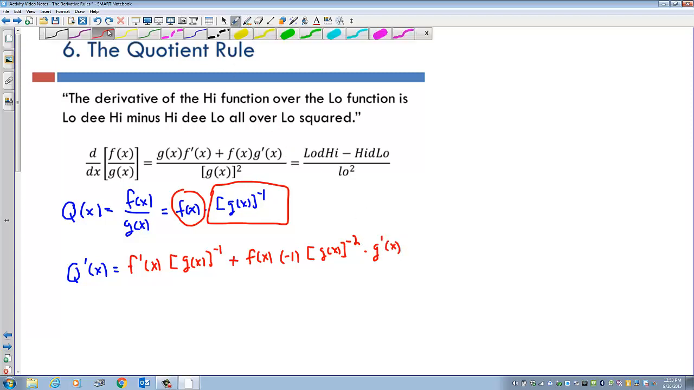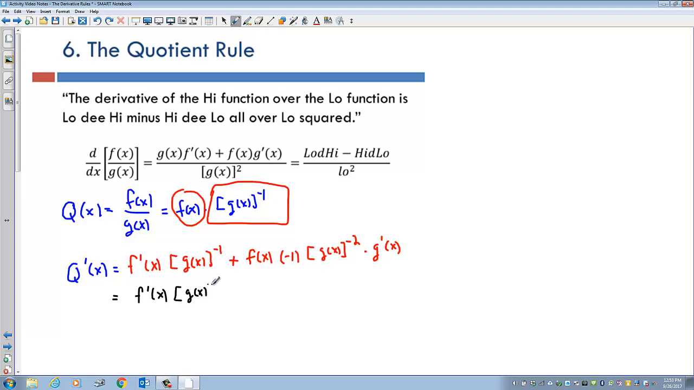And we should probably clean this up a little bit before we simplify it. So this is going to be equal to, and so what do we have? So we have f prime of x times this g of x to the negative 1. And then that's a minus and a plus, so that'll be a minus. And then we have minus an f of x times this g of x to the negative 2. And then that's times g prime of x.